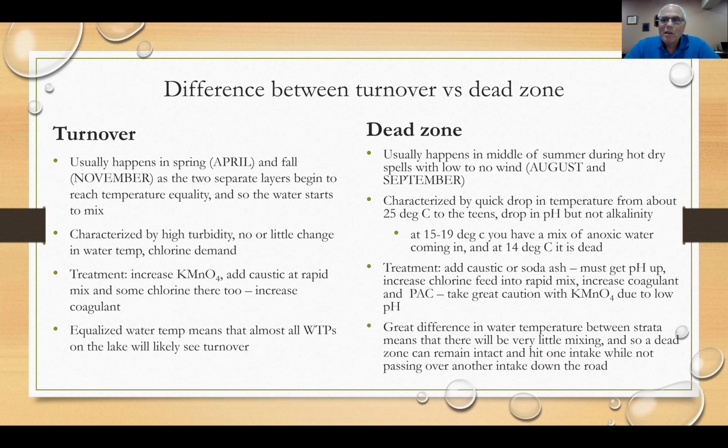The great difference in water temperatures between the strata means that there's going to be very little mixing. And so a dead zone can remain intact and hit one intake while not hitting another, as opposed to the turnover when everybody tends to go through it at the same time. The dead zone tends to float out there as a distinct body of water within a large body of water. It tends to hover over one intake and not the neighbor's intake.